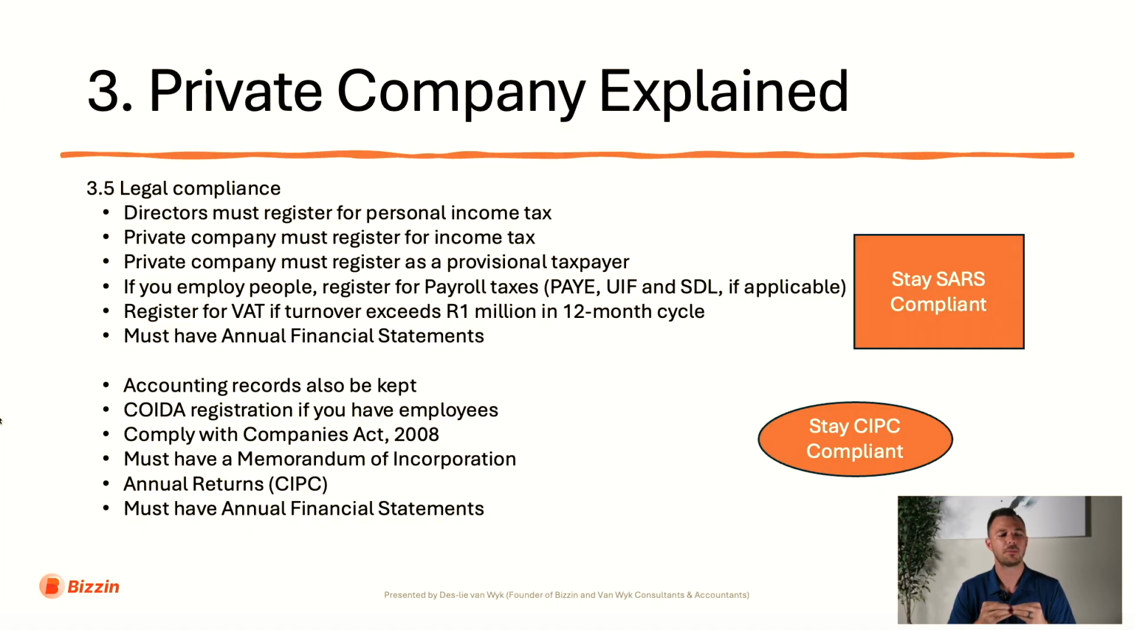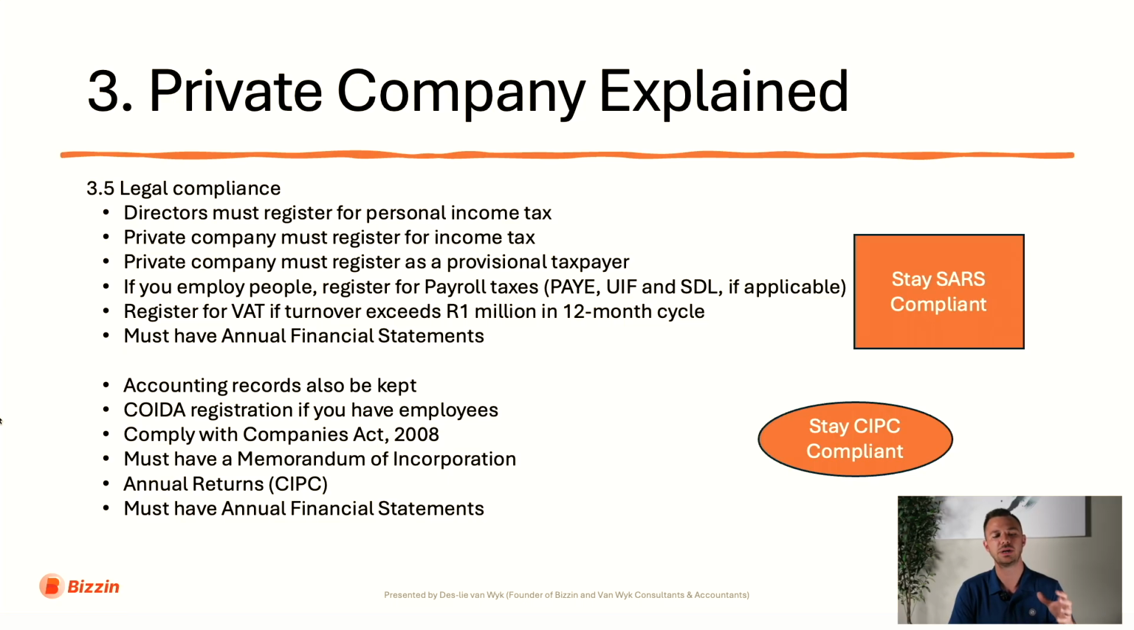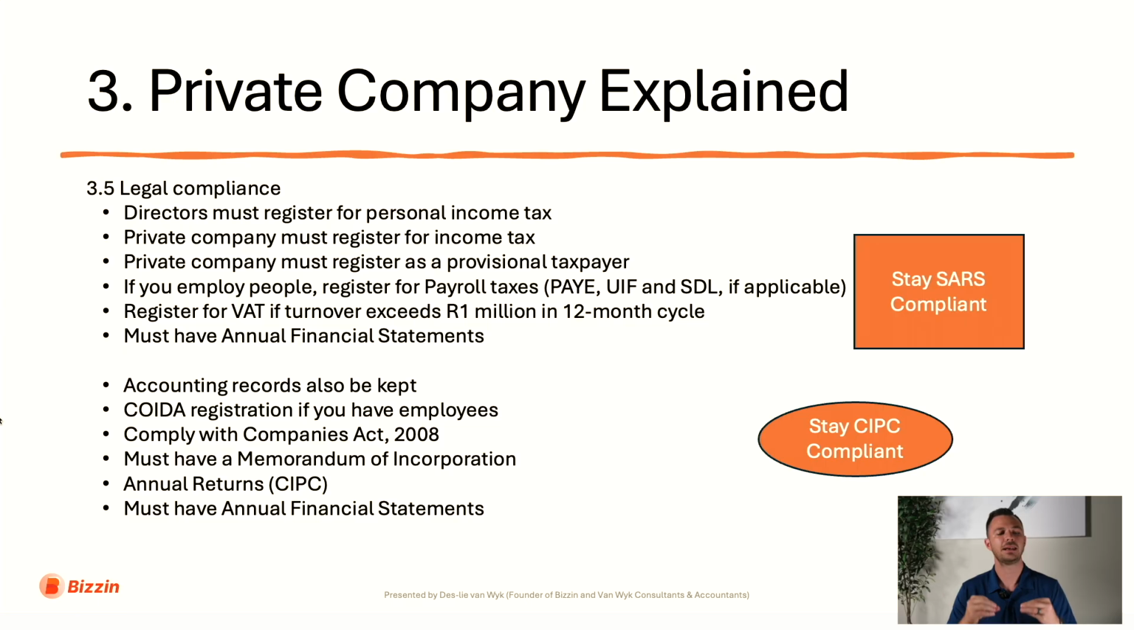And so directors must register for personal income tax, and you'll often find these days with beneficial ownership as well that the shareholders must also provide their personal income tax number. Your private company must register for income tax, and automatically when you register at CIPC for a private company nowadays, you get your income tax number automatically from CIPC. And then your private company must register as a provisional taxpayer. As we've touched on in a previous episode, every legal entity must register for provisional tax.